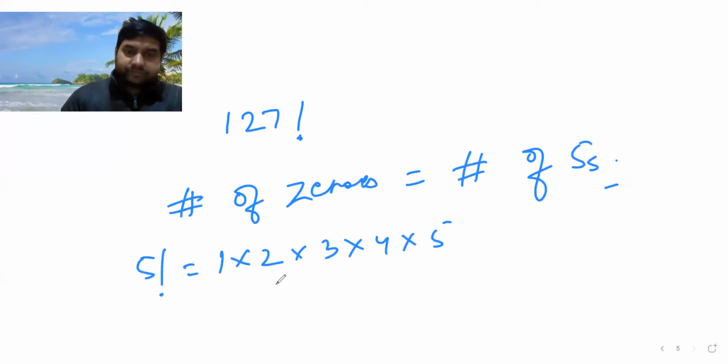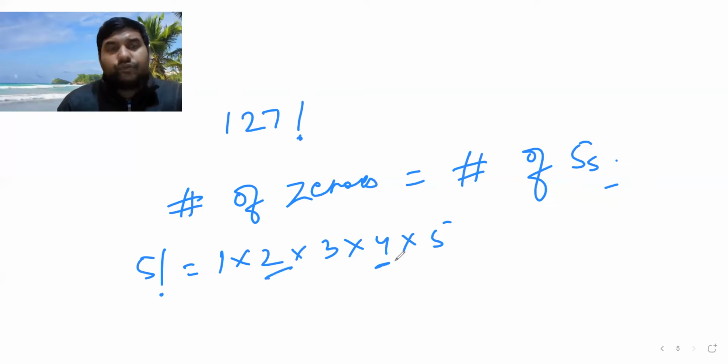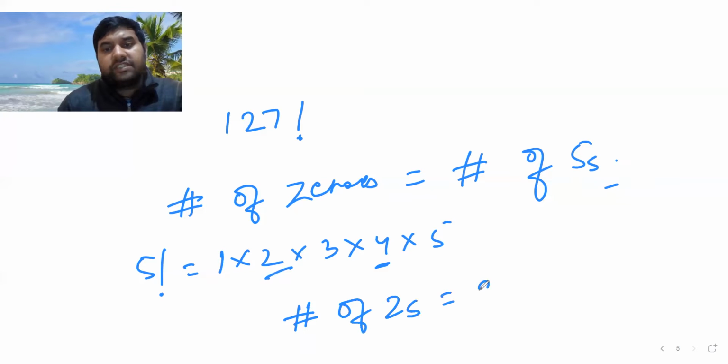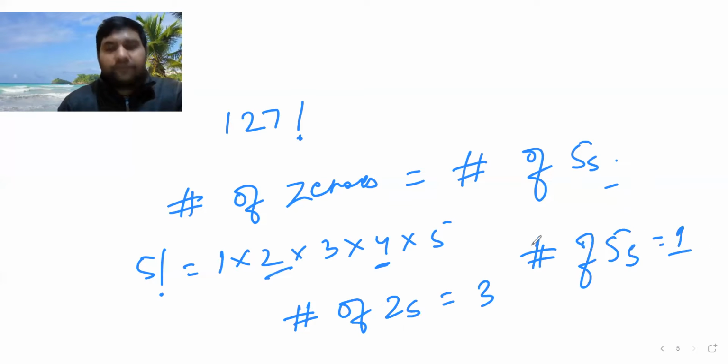To start, what is the number of 5 here? 1. What is the number of 2 here? It is 1 and 2 here. So the number of 2's is 3. But the number of 5's is 1. Therefore, as you move ahead, you will realize that the number of 5 is the limiting factor.